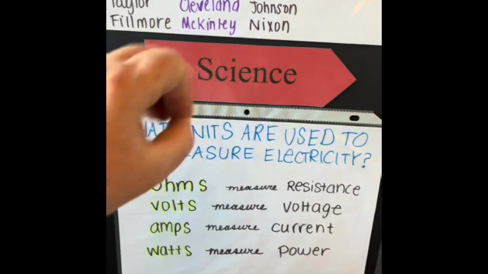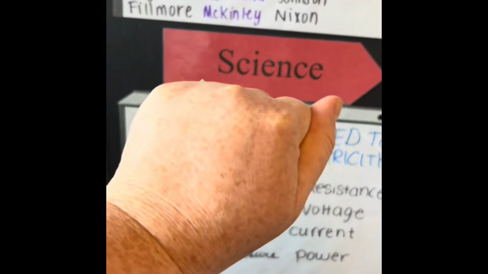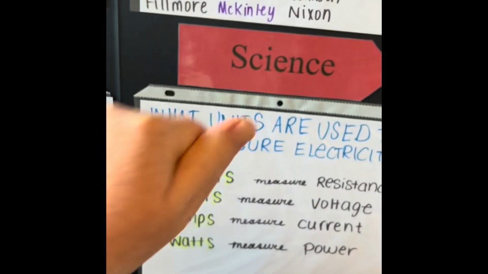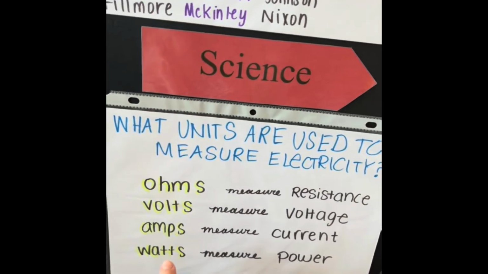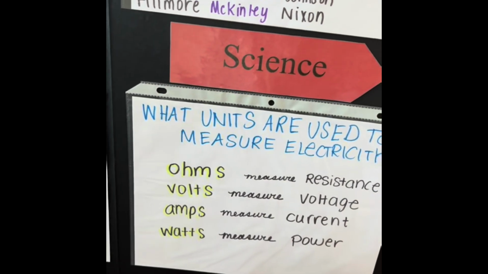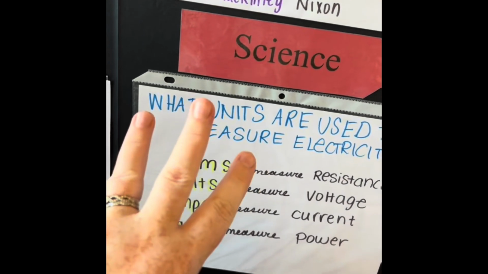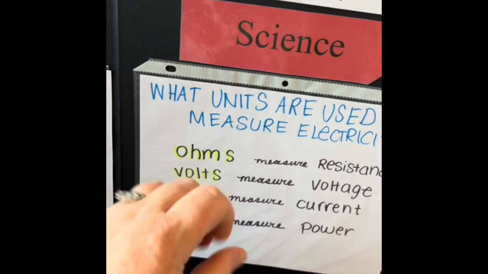Ohms measure resistance. Amps, we did an A, measure current. And then we did this with our hands because current looks like waves. Amps measure current. And watts, we did just like watt steam engine. We did a W. Watt steam engine measures power. And we put our, here, let me turn the camera around. We put our arms up. Watts measure power. So ohms measure resistance. Volts measure voltage. Amps measure current. And watts measure power.